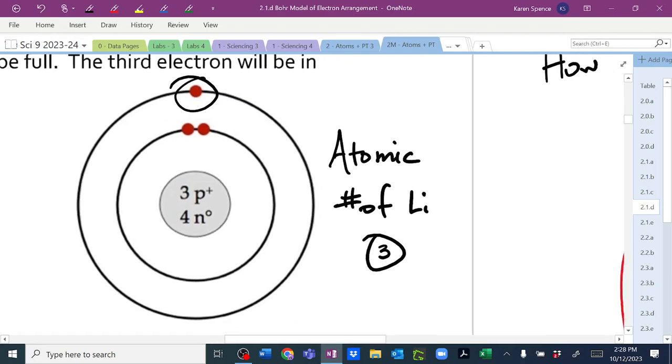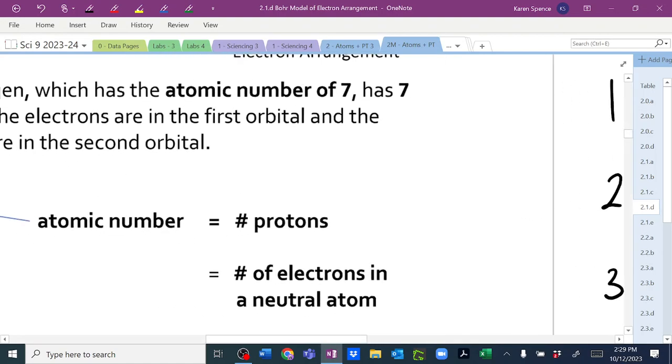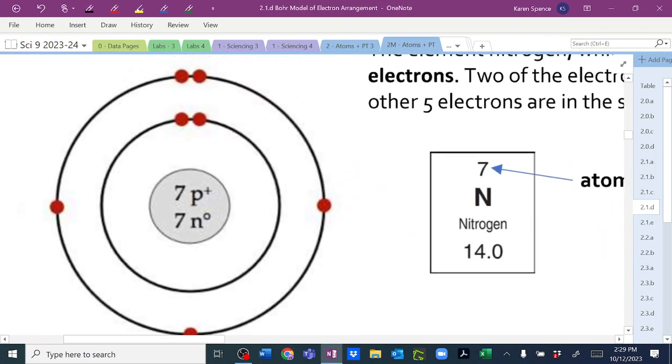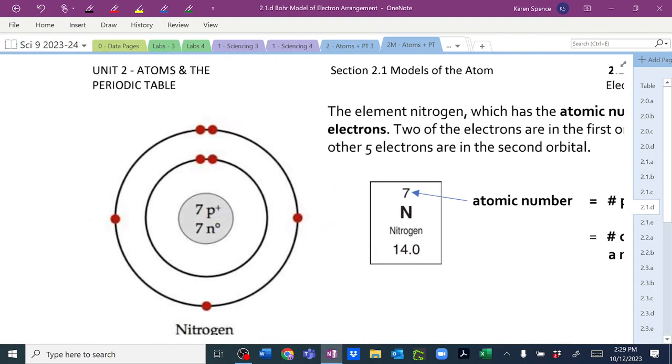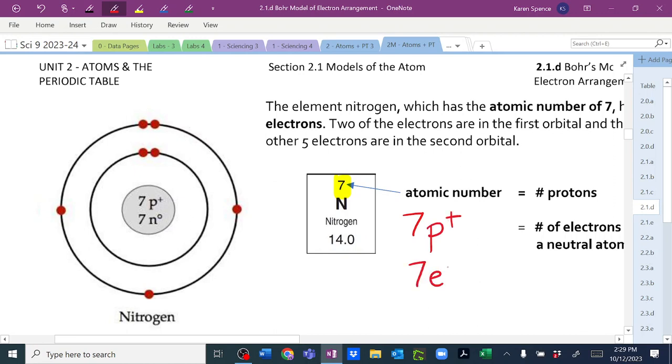Let's take a look. Actually, don't flip your page. Where is it? Actually, you can flip your page. It's fine. Here we have nitrogen. This is page 34. Here's nitrogen. It is atomic number 7. What does that tell you? It tells you that there are 7 protons. It also tells you that there are 7 electrons. And guess how many? Well, let's count them up.